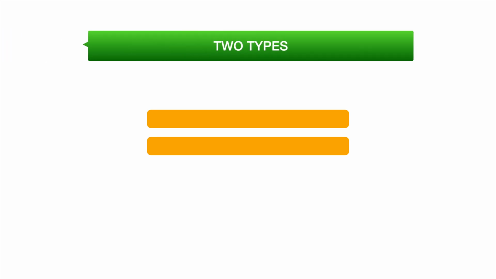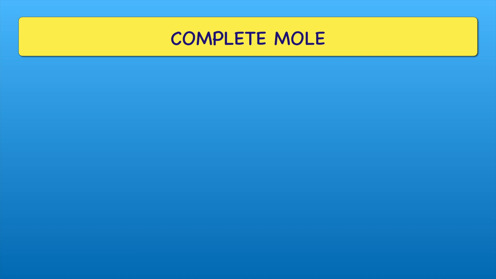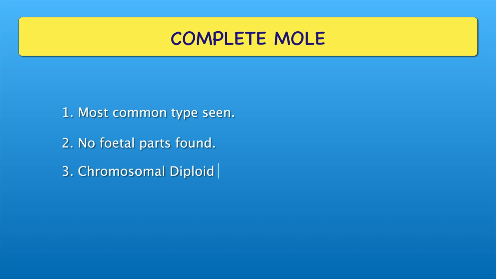There are mainly two types of hydatidiform mole. They are complete mole and partial mole. Let's discuss the features of complete mole. Most common type seen: no fetal parts found, chromosomal diploid in nature. Karyotype is 46XX, 90%, and 46XY, 10%.